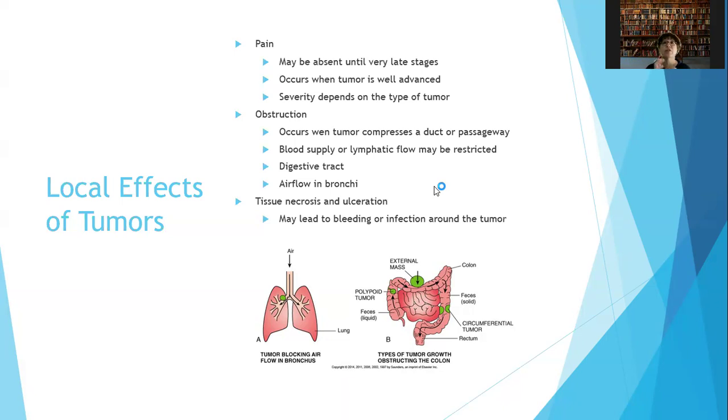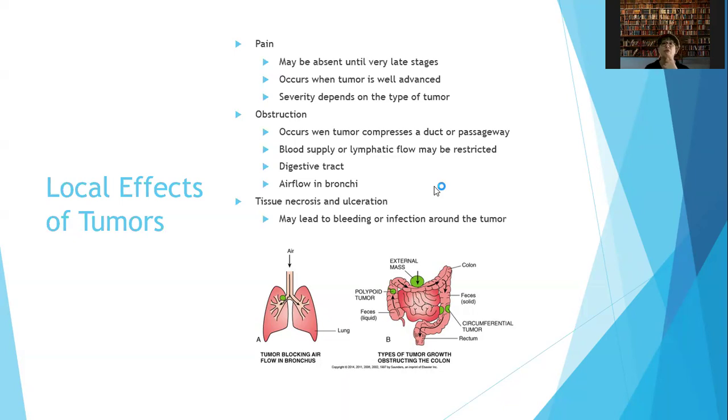Obstruction occurs when the tumor compresses. I'm missing an H there, I see. The tumor compresses a duct or passageway, or the blood supply or lymphatic flow is restricted. You can have an obstruction in the digestive tract. You could have an obstruction of the airflow in bronchi. So those are all issues, but it's a local effect. It's not a systemic effect.